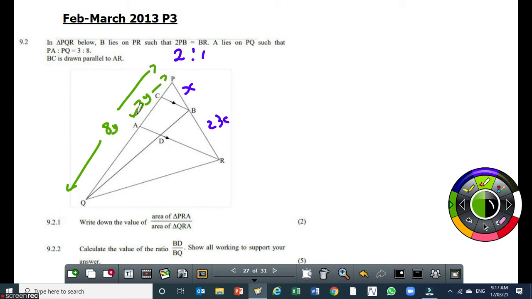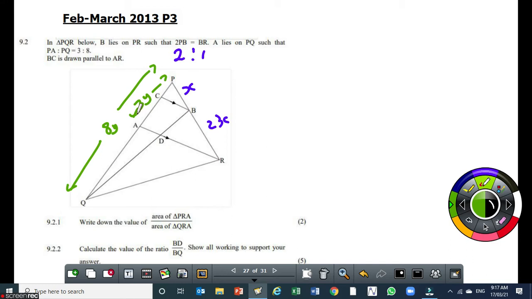Once you understand that, whenever you see a question, whether in a question paper or textbook or worksheet on proportion, you'll be smiling because you know where to start. Then we are told that BC is parallel to AR. BC is parallel to AR. So let's answer 9.2.1.